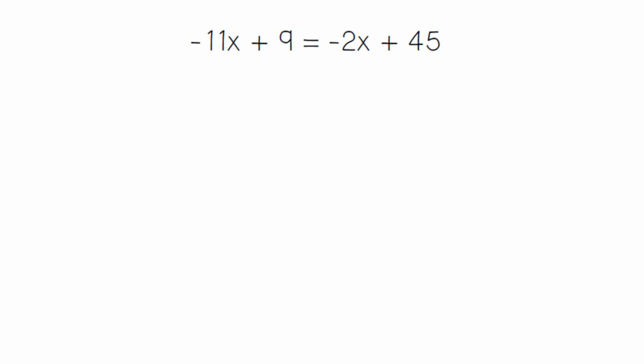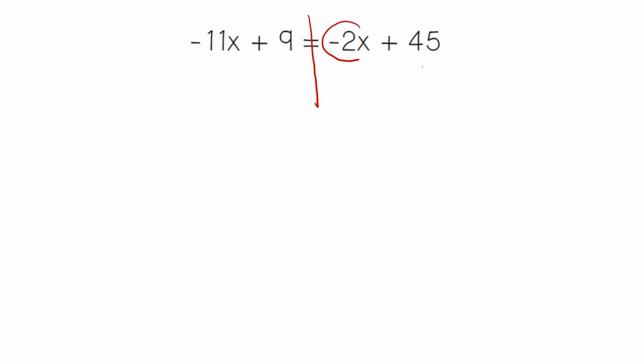For number 2, we're going to skip step number 1 because we don't have any parentheses to distribute. We're also going to skip step 2 because there's no like terms to combine. 11x and 9 are different. 2x and 45 are different. So we're going straight into step number 3.